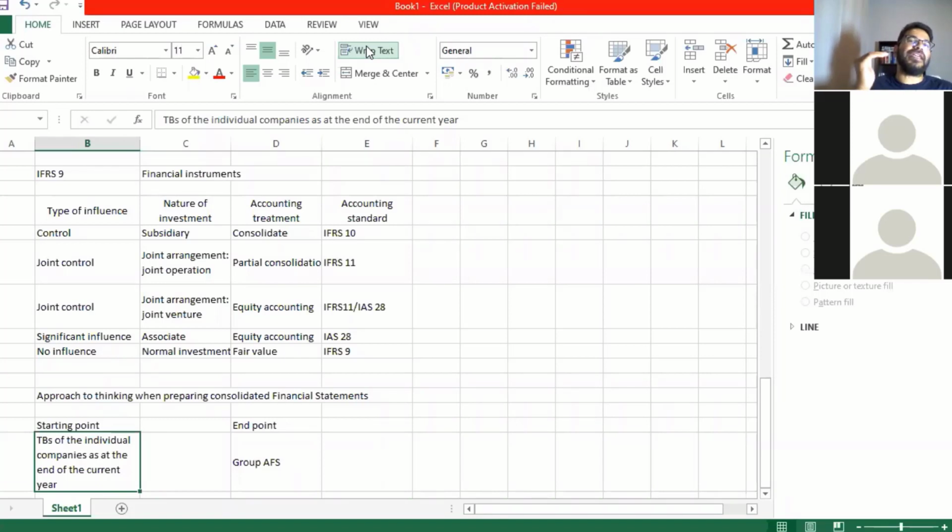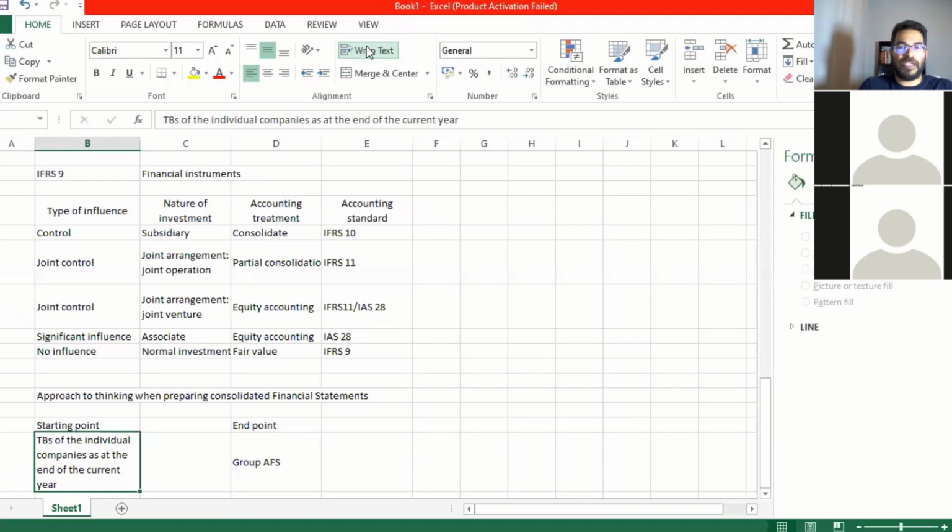And that is why I want to reiterate: what is the starting point? The starting point is the separate trial balances as at the end of the current financial year, not the trial balances at the beginning of the financial year, not the trial balances at acquisition. It is the trial balances at the end of the current financial year. Very, very important.